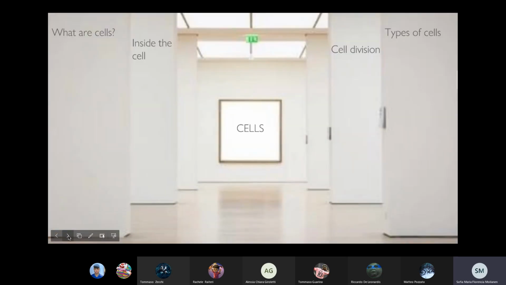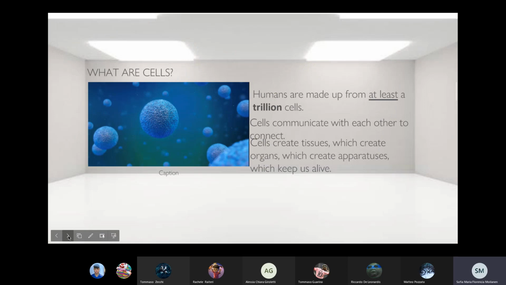Then I'm going to go more into cells. So I'm going to explain what cells are and how the inside of a cell looks. I'm going to talk about cell division and what that is, and many different types of cells. So first I'm going to talk about what cells are.